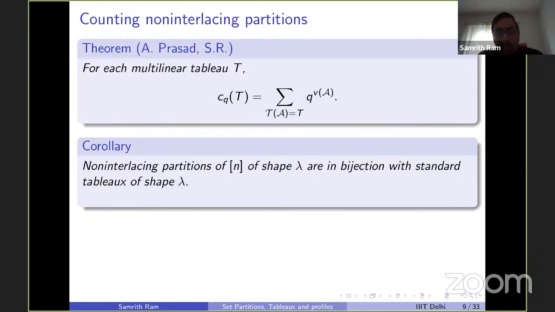But we already know what the constant term in CQT is. CQT being a product of q integers, its constant term is simply equal to 1, which means that for each tableau, there is precisely one set partition that is non-interlacing and corresponds to that tableau. In other words, non-interlacing partitions of shape lambda are in bijection with standard tableaux of shape lambda.